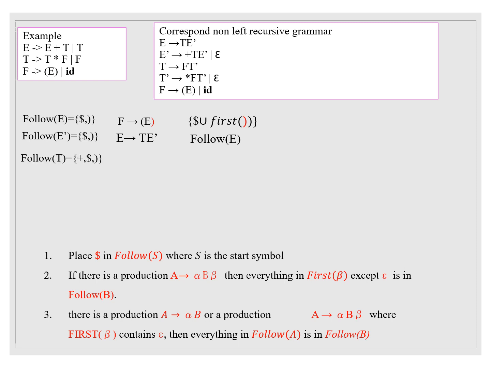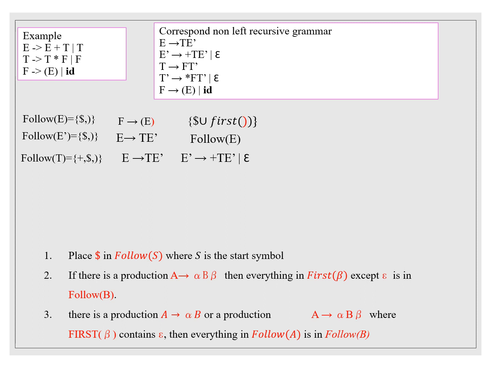Third one, follow of T. Follow of T is plus, dollar, close bracket. How did we get follow of T? Go to the right hand side of the production and copy the production rules. One is E derives T E dash. So this follows case 3 of the algorithm. What is follow of E dash? It is follow of E. This is one. Consider one more, right? One more production contains T in the right hand side. What is that? E dash derives plus T E dash or epsilon. Therefore, what is T here? The T is first of E dash.